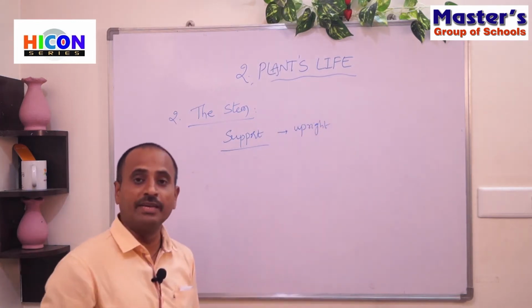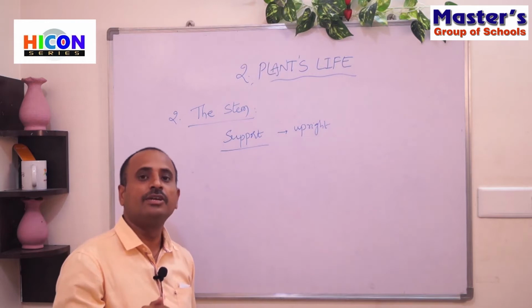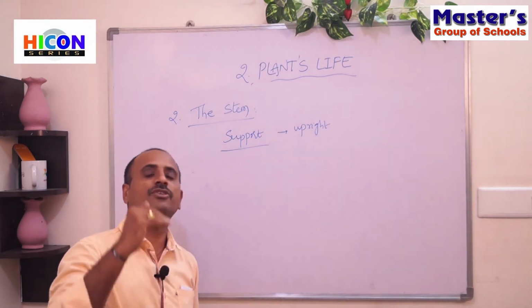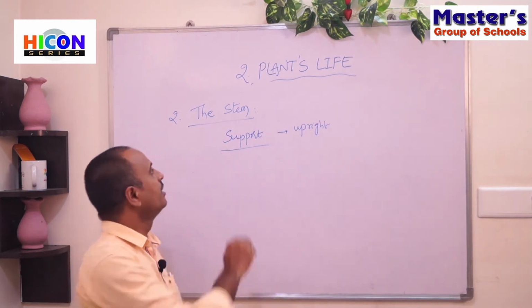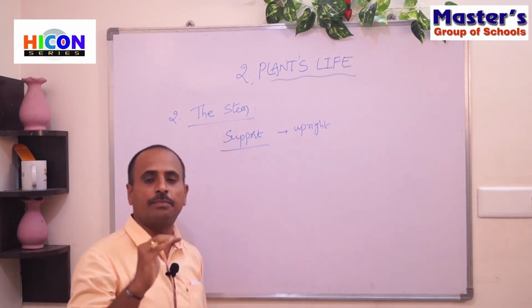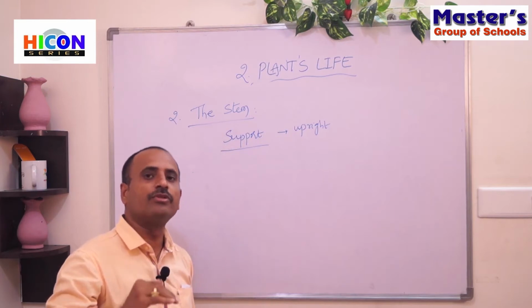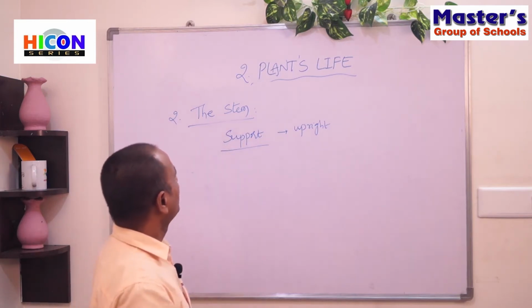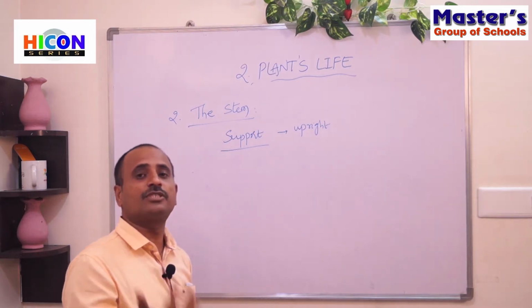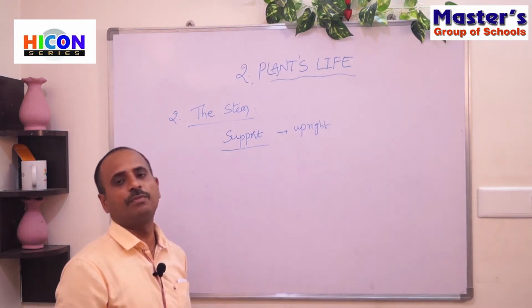And this stem is the part of the plant which grows above the soil. Roots are the part of the plant which grows below the soil, and the stem is the part of the plant which grows above the soil. Next, we will see different types of stems for different types of plants.